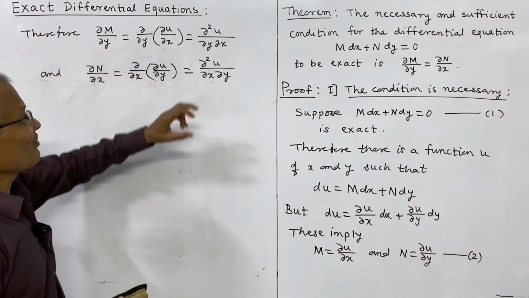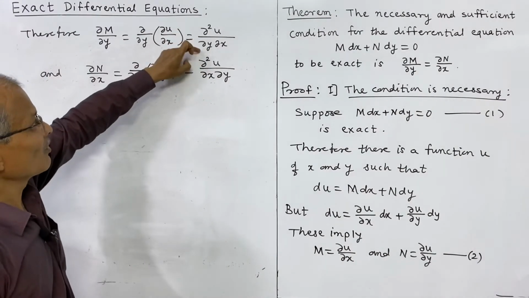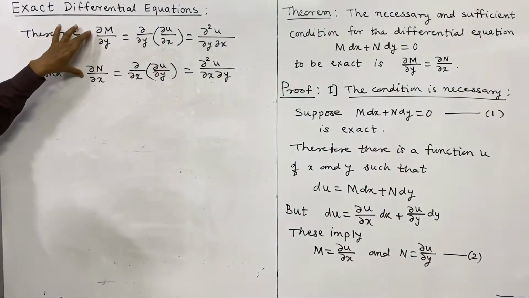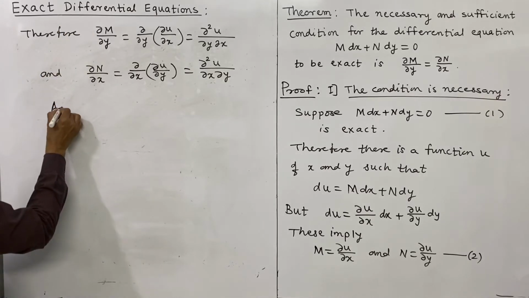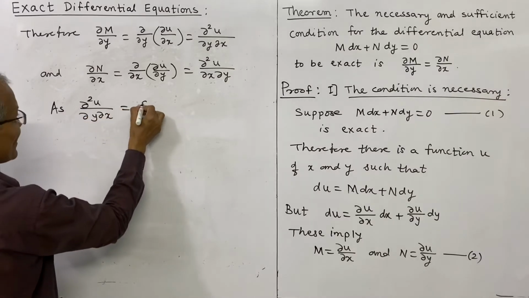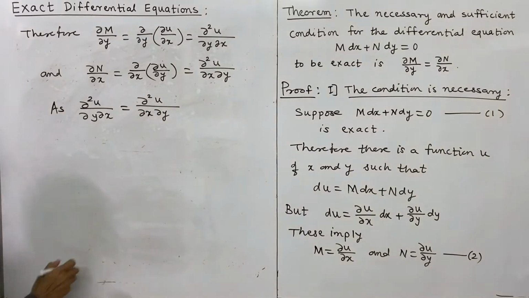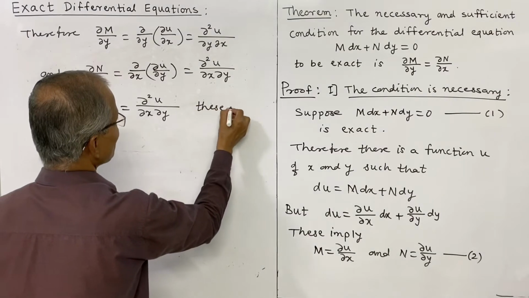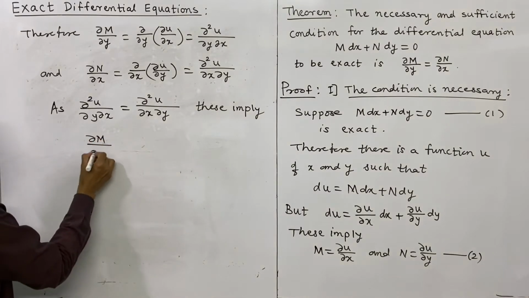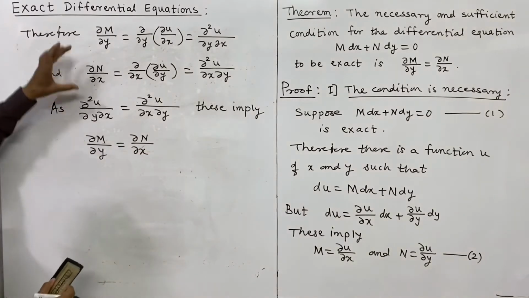Now we have the partial derivatives. These two second-order partial derivatives are equal in general. ∂²u/∂y∂x is the same as ∂²u/∂x∂y. If these two are equal, then these two must be equal. This implies ∂m/∂y is equal to ∂n/∂x, and this is what we wanted to prove.